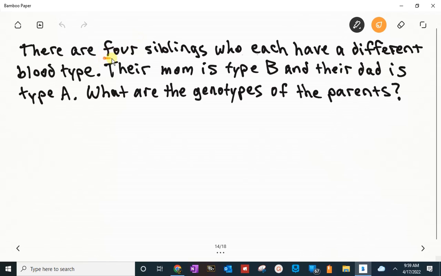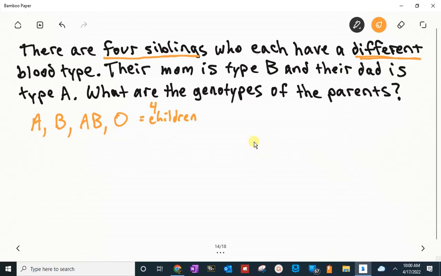So if there are 4 siblings who each have a different blood type, that's going to be 4 different blood types. So what are the 4 blood types? You could have type A, type B, type AB, or type O. So that's 1, 2, 3, 4. So these are going to be the children. And each of the 4 children has one of these blood types. So what are the genotypes of the parents?